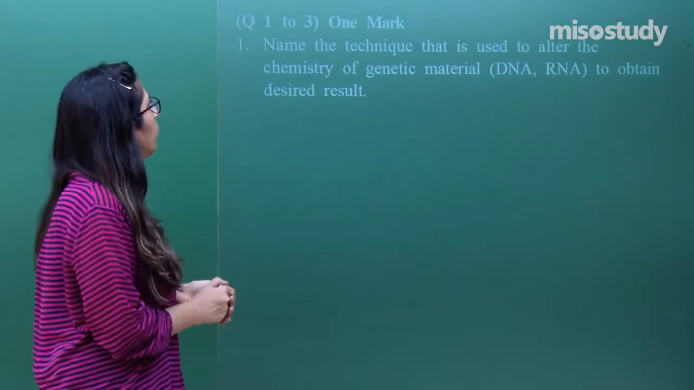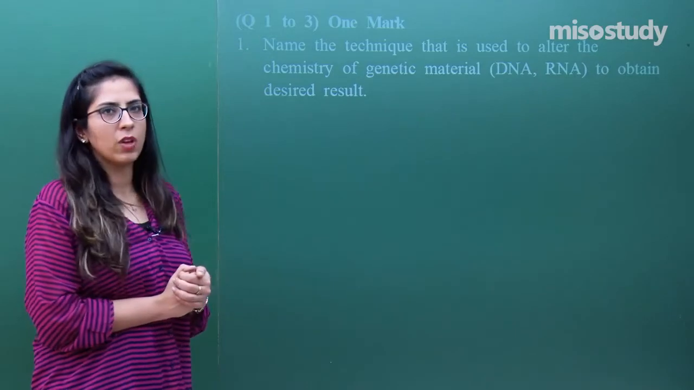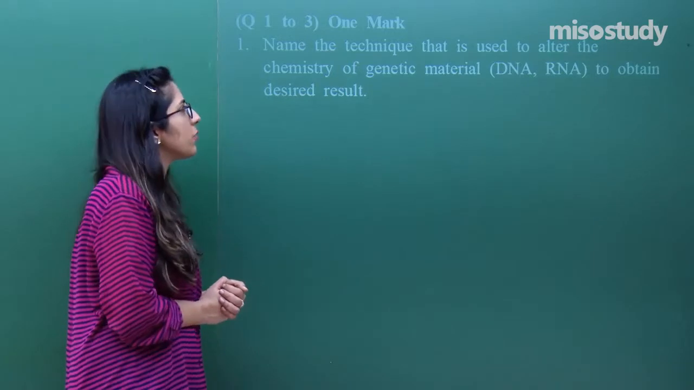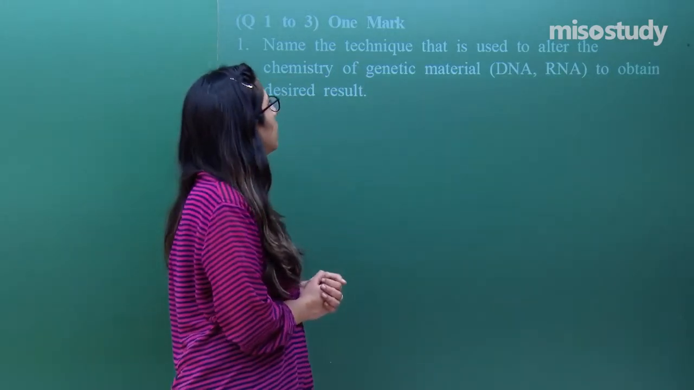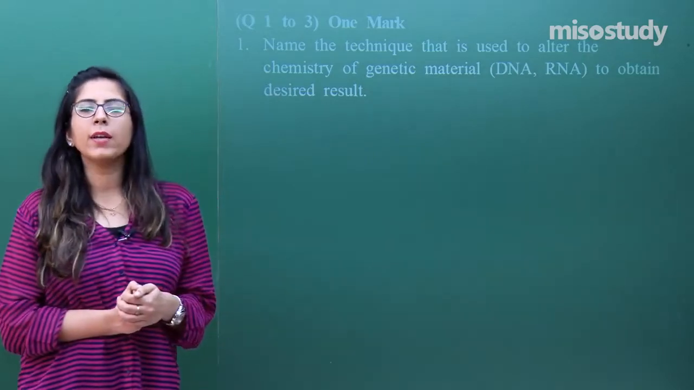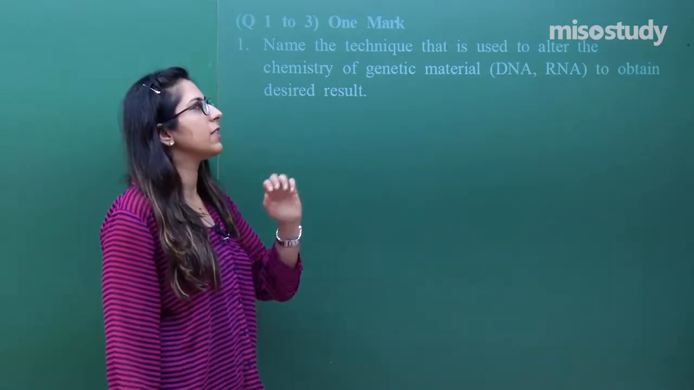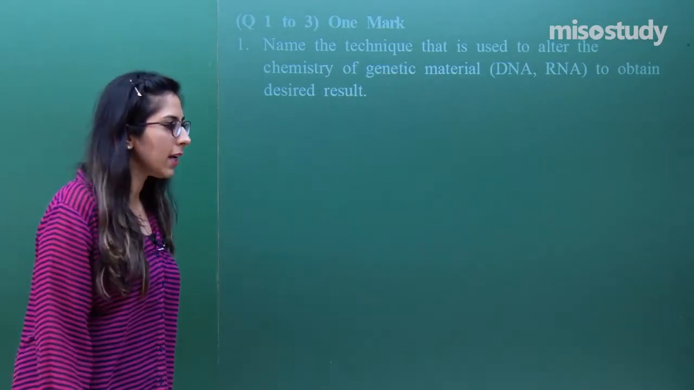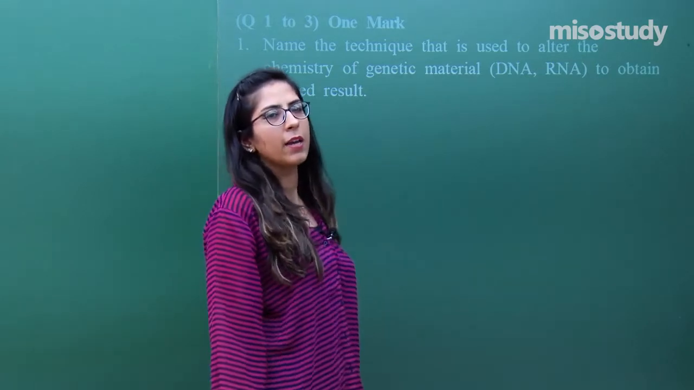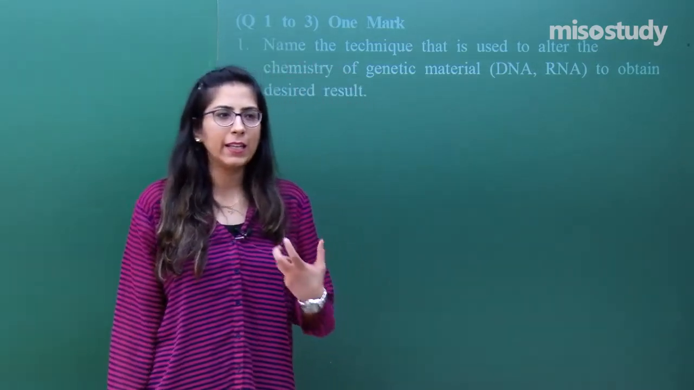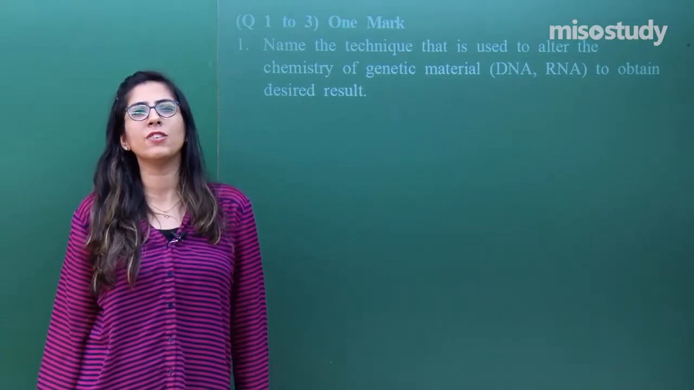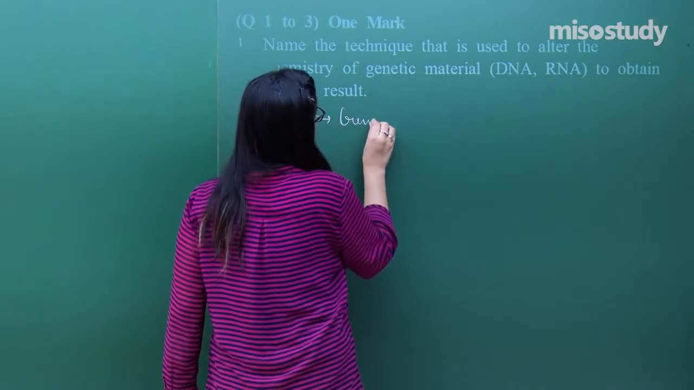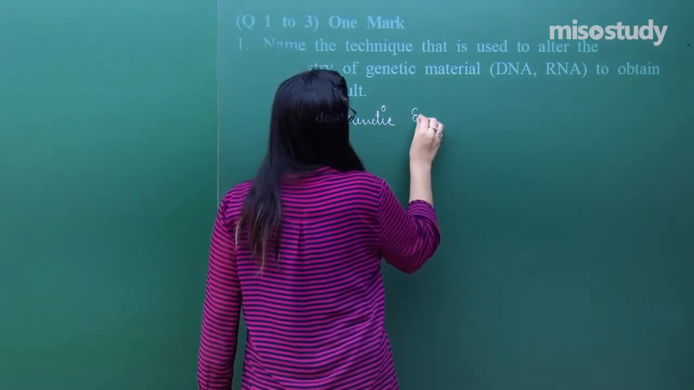So let's move with question number 1, which we have to answer for 1 mark. Name the technique that is used to alter the chemistry of a genetic material, DNA or RNA, to obtain a desired result. Now in this case, we are altering the genetic material, either DNA or RNA. And the DNA or RNA alteration can be done by biotechnology. Basically, in biotechnology one field is called genetic engineering. So the correct answer is genetic engineering.